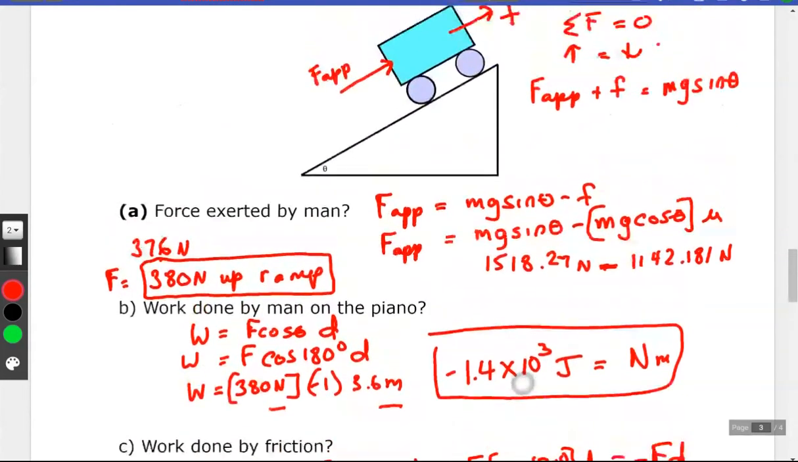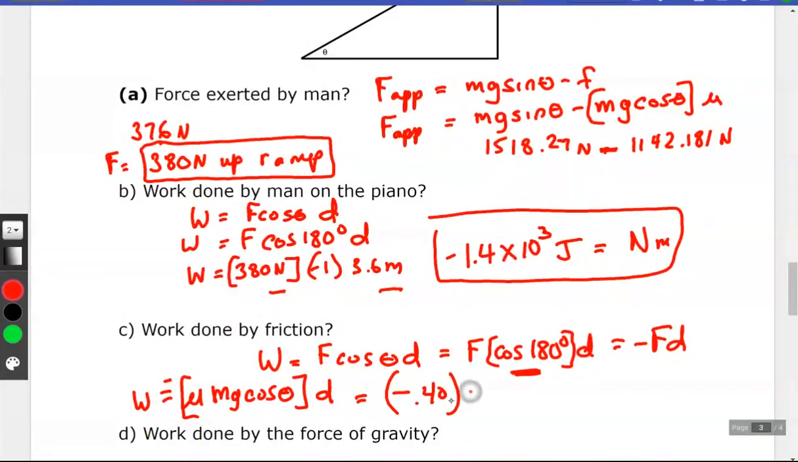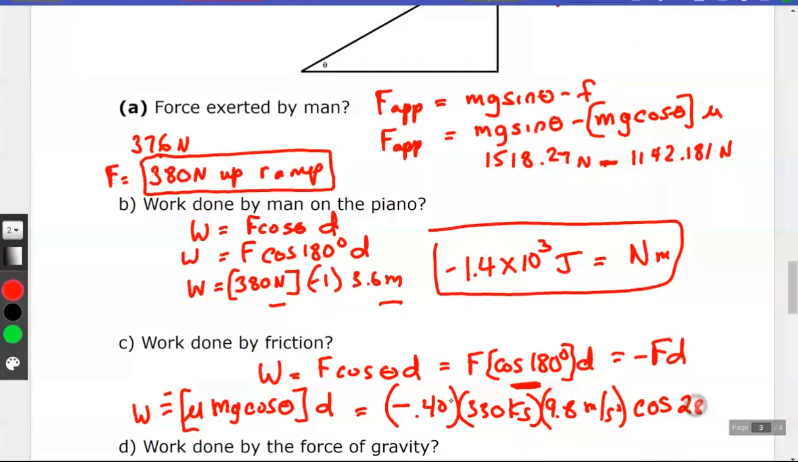Mg is 330 kg. And like I said, I believe this key uses 9.8. You don't have to. You'll get a slightly different answer if you use 10. No big deal. You can use both. Mu mg cosine of 28 degrees. The ramp angle is 28 degrees. Now, remember when we use cosine, it's the angle between the force and the displacement. That was 180. Cosine times the d.